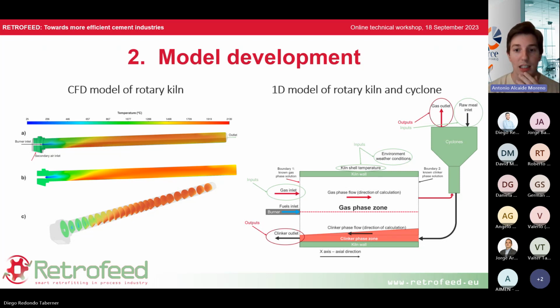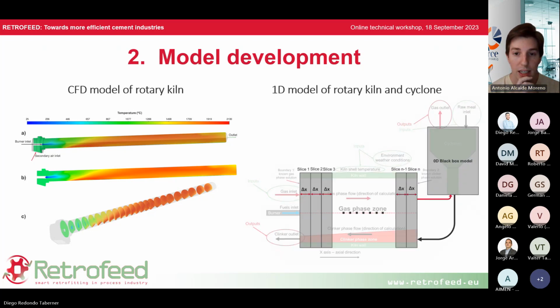On the right side, we can see the discretization of the model for the one-dimensional model. Can you please, Diego, click one more? Yes. Here, what we have done is to split into different slices of the kiln, and we solve the gas phase from left to right side towards the cyclone tower model. We solve the cyclone tower to relate the inputs at the top of the tower to the outputs at the outlet of the tower, and then we solve in the opposite side the clinker phase, and also solve the interaction between them in an iterative process. Next slide, please.